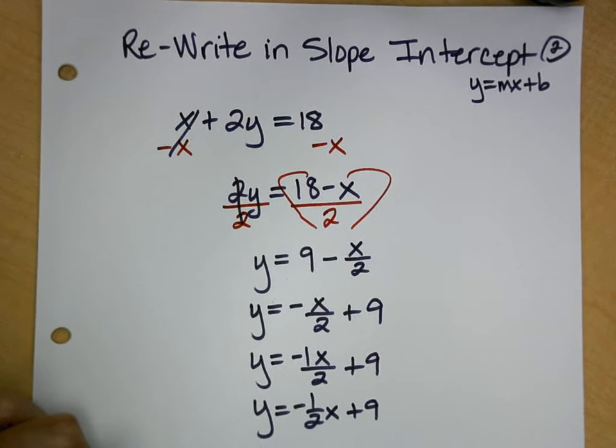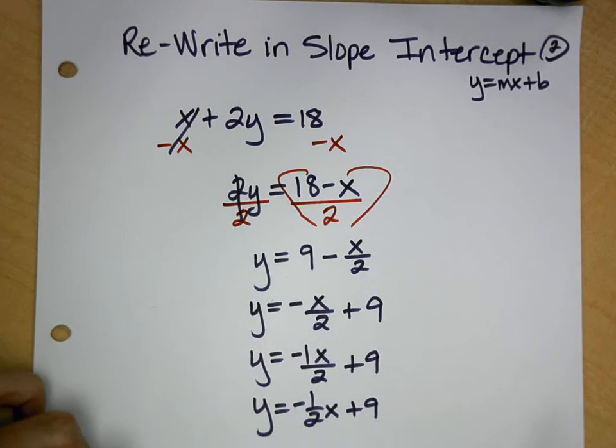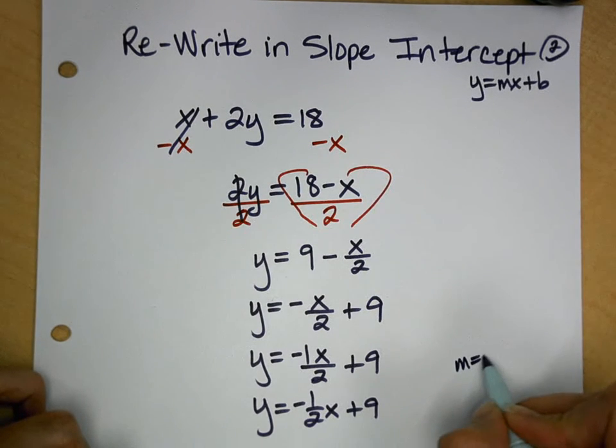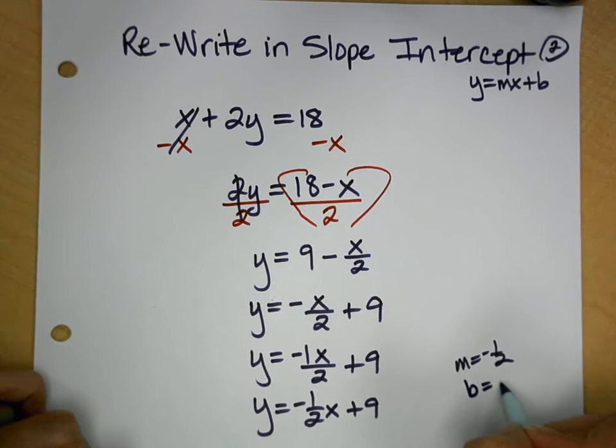Sorry, I've got you cut off a little bit. There you go. And just as a reminder, that means that our slope is negative 1/2. So a rise of negative 1, a run of 2, and our b, our y-intercept, is 9.